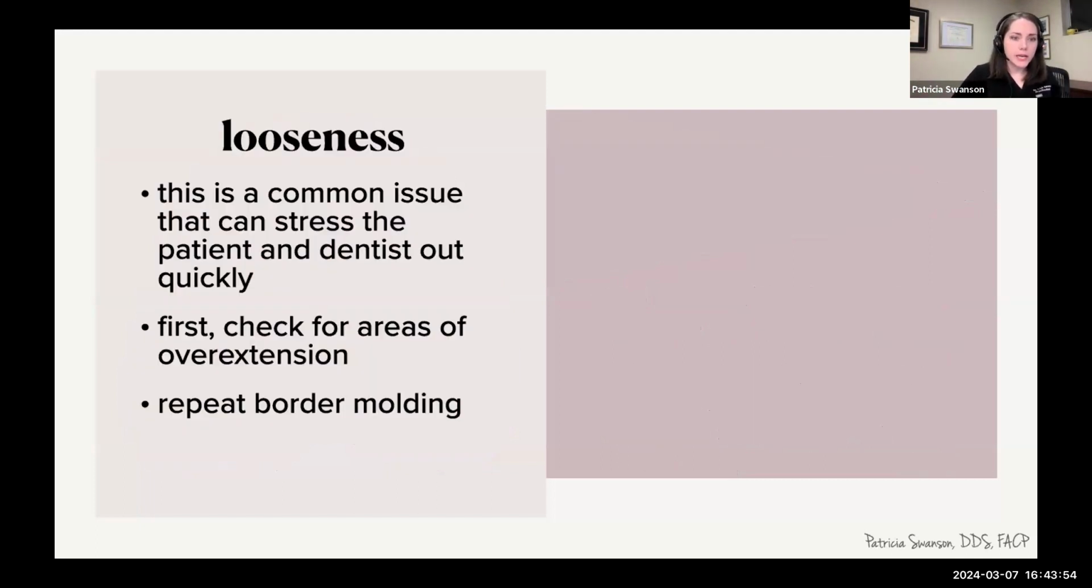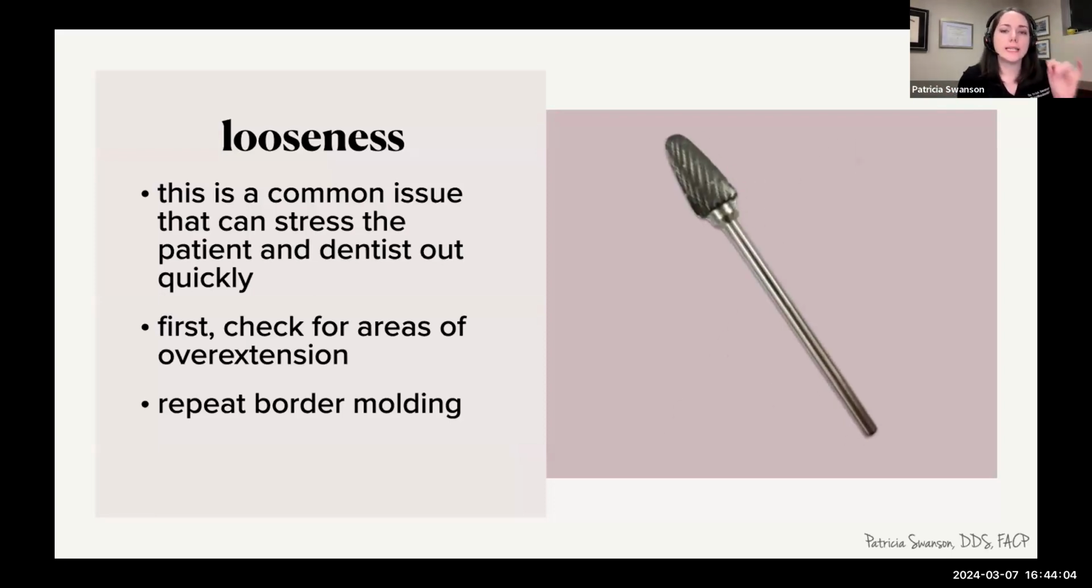Looseness is a really common issue that can stress you and the patient out really fast. So the first thing I do if my patient's denture is loose is I check for areas of overextension. Usually if it's loose and I had a good impression, it's because a little area is just a little far outside the bounds. So I'm going to repeat all my border molding movements, and whatever makes it pop down is the area that I need to adjust.